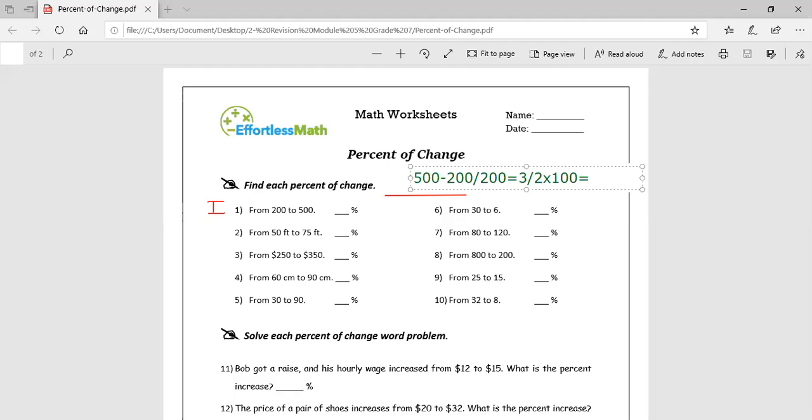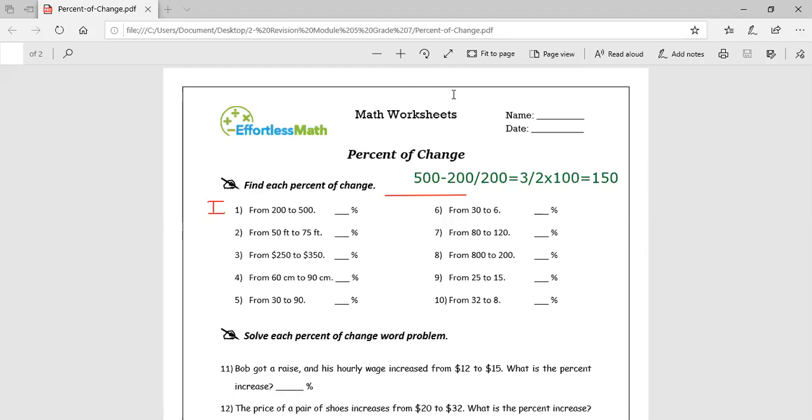Who will give me the final answer? 3 over 2 is equal to 1.5, so we will do 1.5 times 100. Excellent. So the answer directly will be how many? 150%. Yes, it will be 150%. So the answer for the first question here will be 150%.